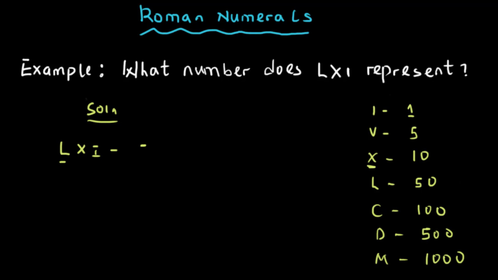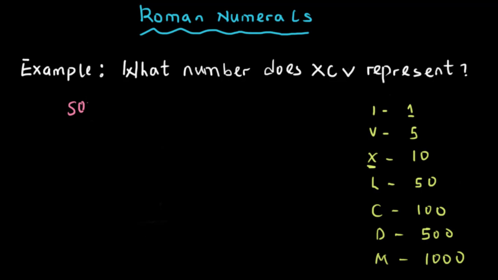L is 50, X is 10, it's in front, so we add. I is 1. So we are going to be having 50 plus 10 plus 1, which is 61. So LXI is 61. Does that make sense? Let's take another question.